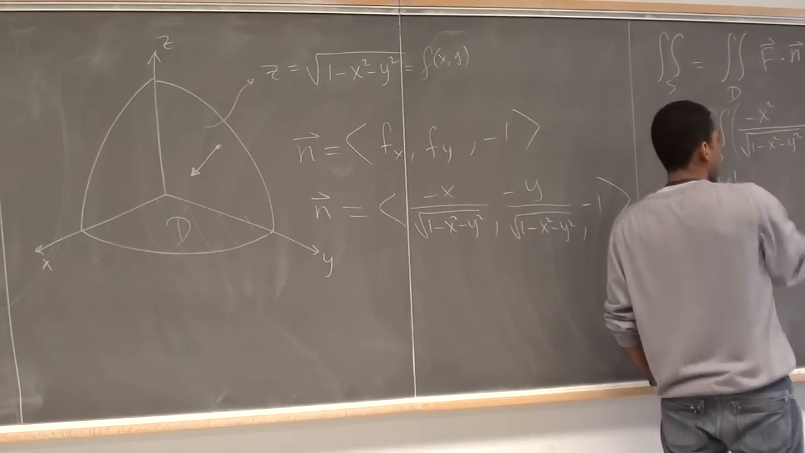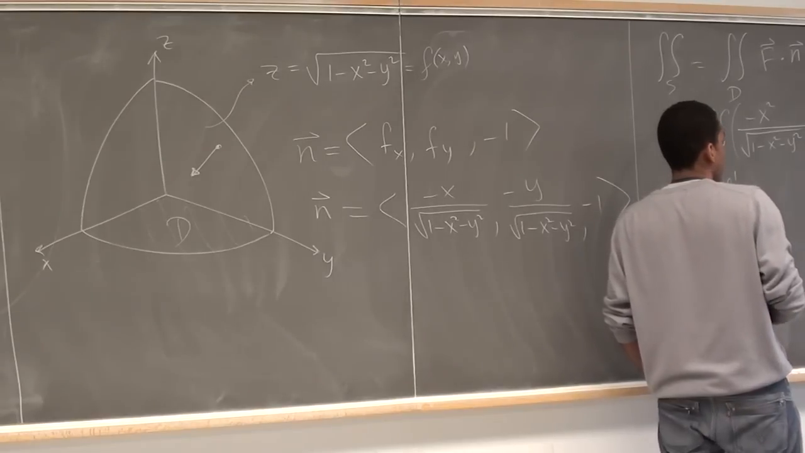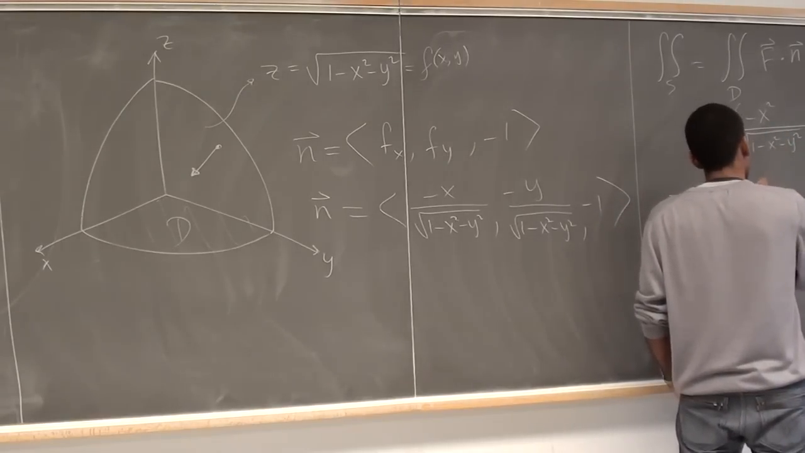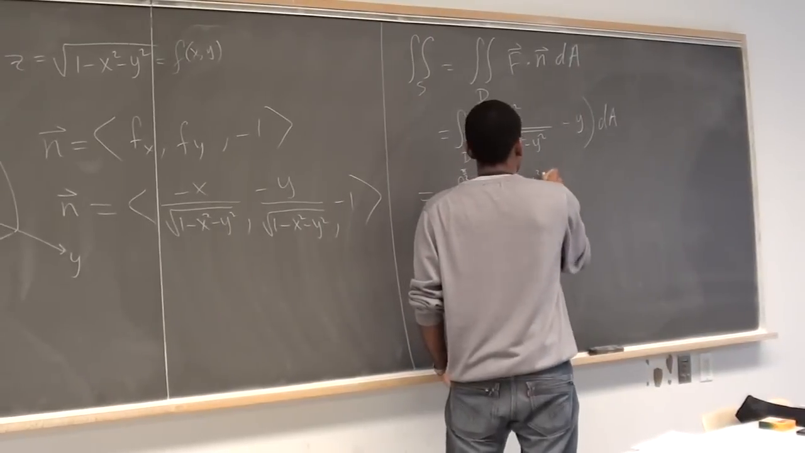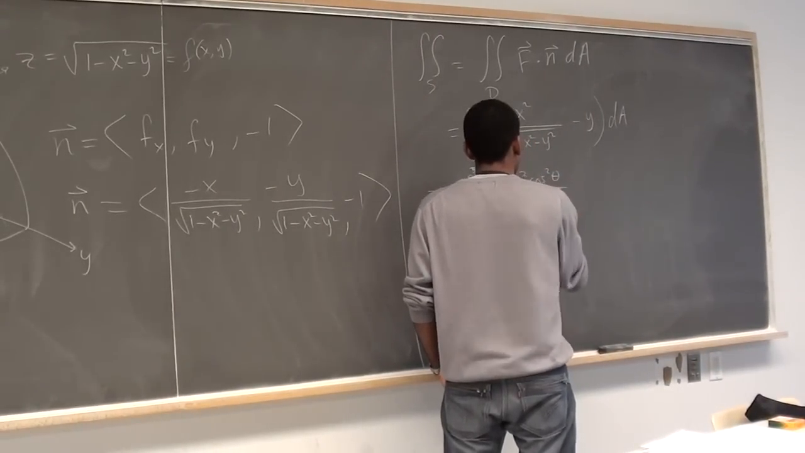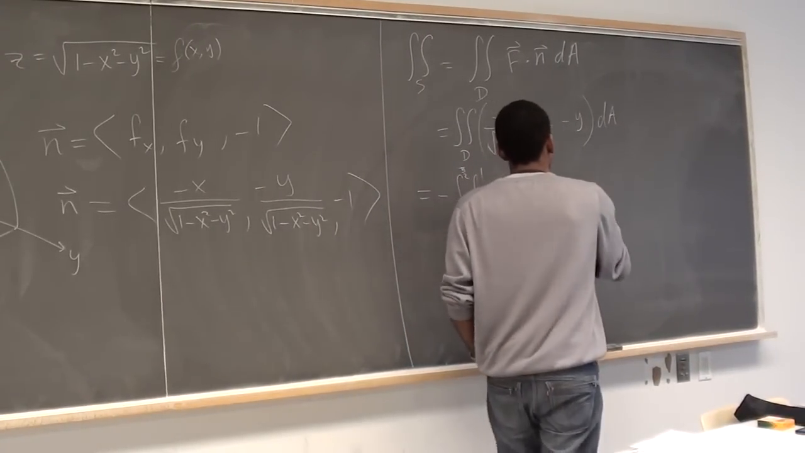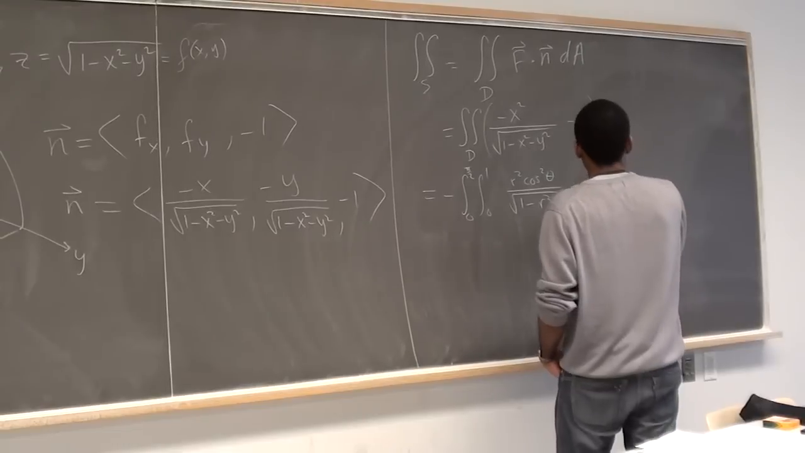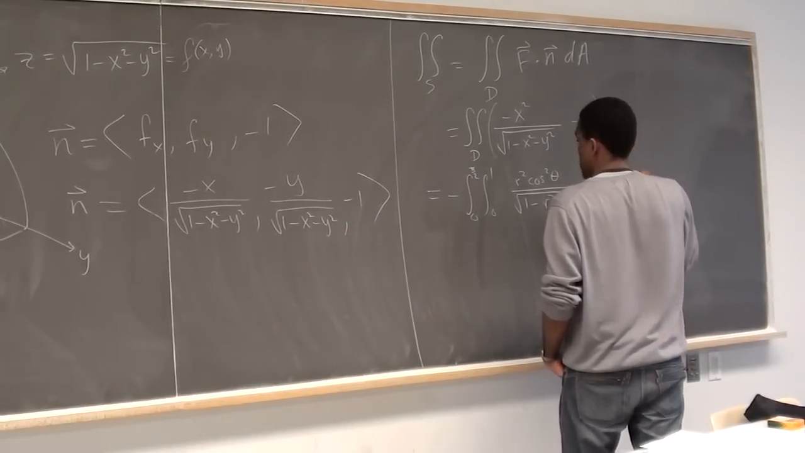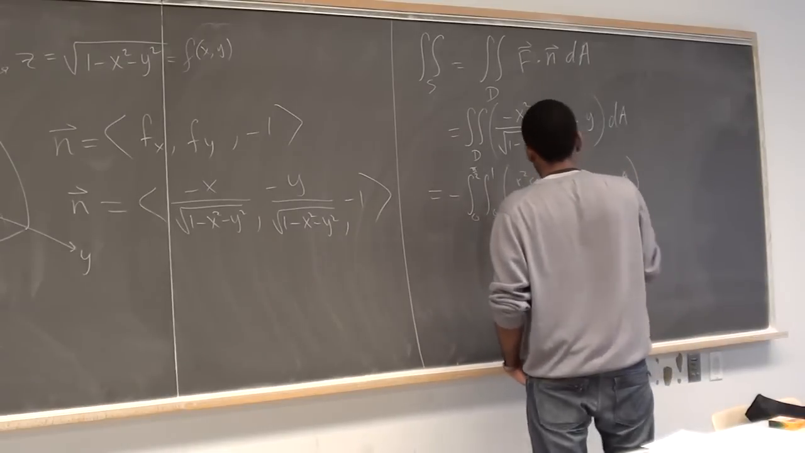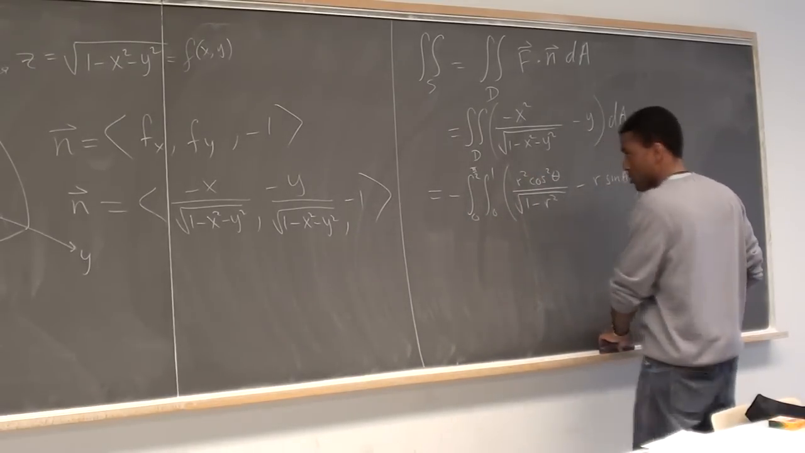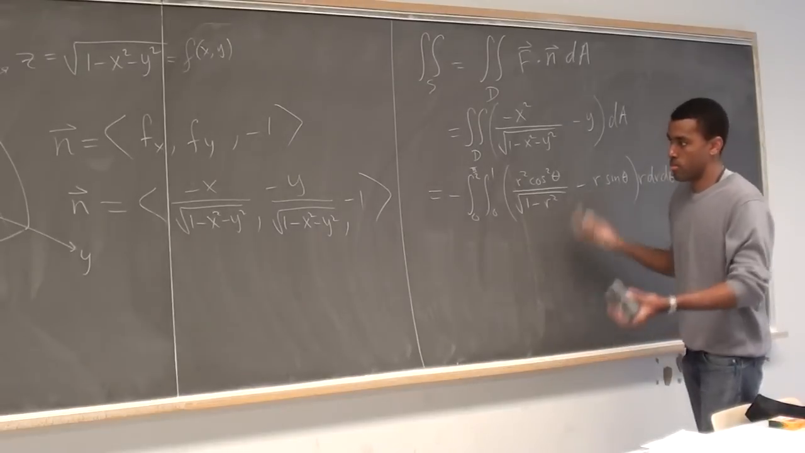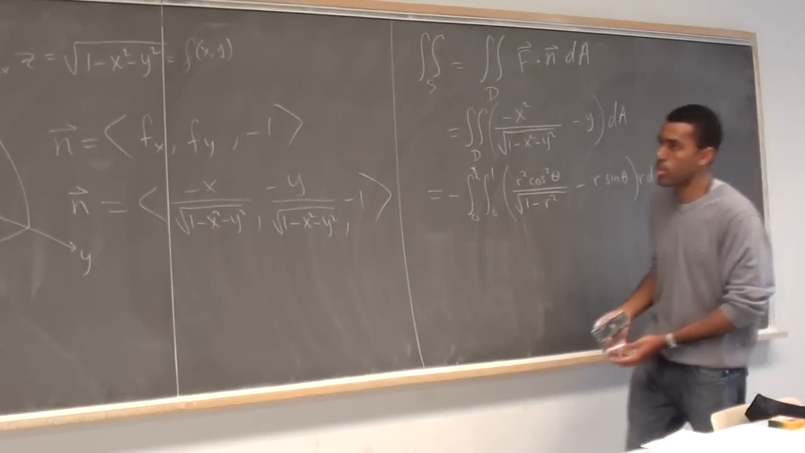And so this is going to be, x squared would be what? I took out the negative. r squared cosine squared theta over the radical of 1 minus r squared, minus r sine theta, r dr. Right, so that's our integral, and the rest of it is just computation.